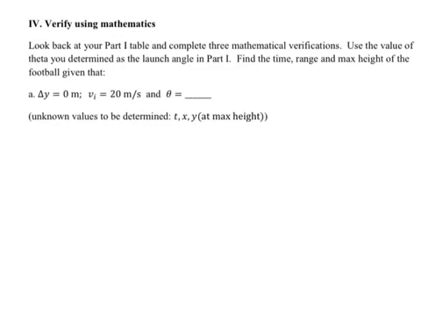Now, it says, use the value of theta that you determined as the launch angle in part 1. So, for part 1A, what was the launch angle that most people got? 43. What else? Look at your table, please. What did you get for theta for part A in table 1? 45, 45, 43, 45.